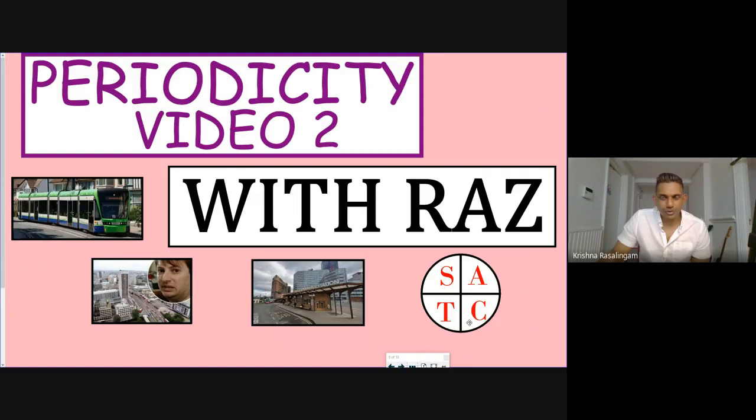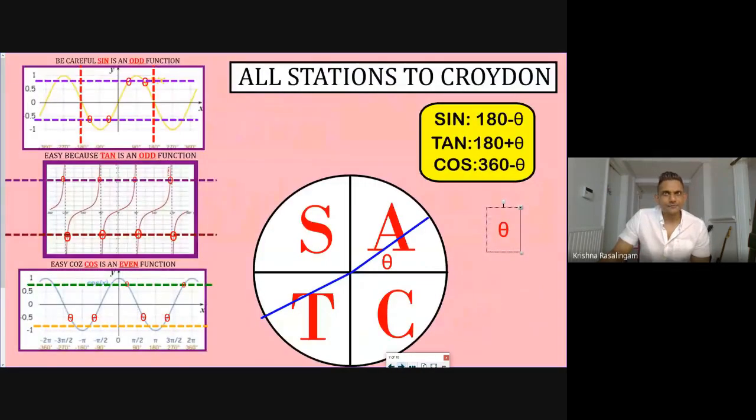So I remember this with the saying all stations to Croydon, and that's hence the pictures. All stations to Croydon helps us remember these quadrants. We just draw quadrants and put ASTC, which spells out the word CAST, hence it's often called a CAST diagram. I call it all stations to Croydon because I like it that way. So this helps us remember what's in yellow.